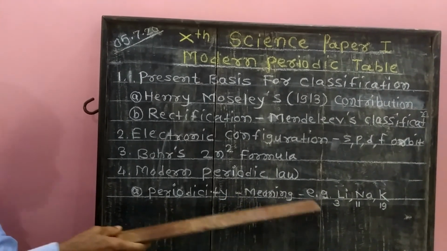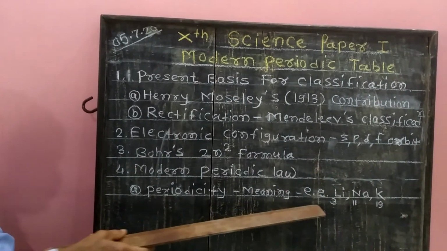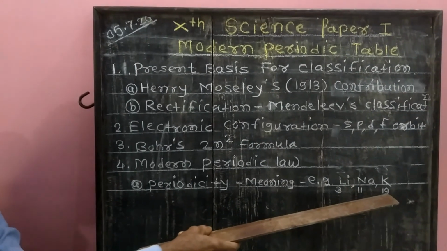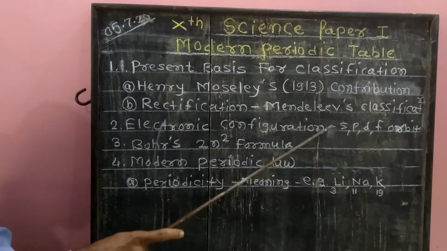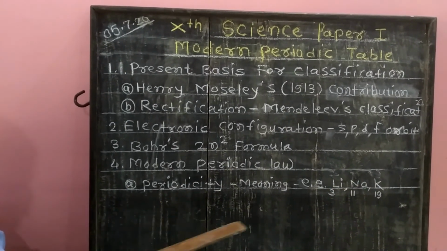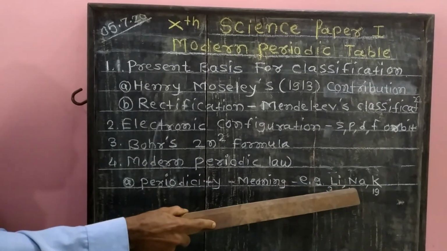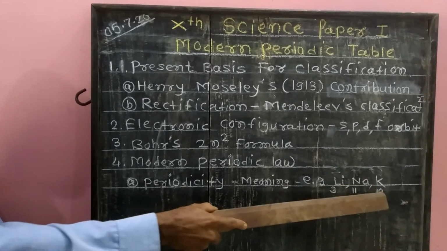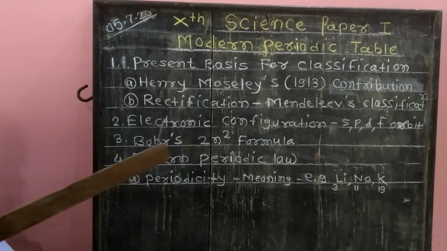I give one example of lithium, sodium and potassium, having atomic numbers 3, 11 and 19. These are different atomic numbers, but the elements Li, Na and K come after intervals. After 8 places from Li we get sodium, then after 8 places from sodium, potassium, but they show resemblance due to the periodicity.